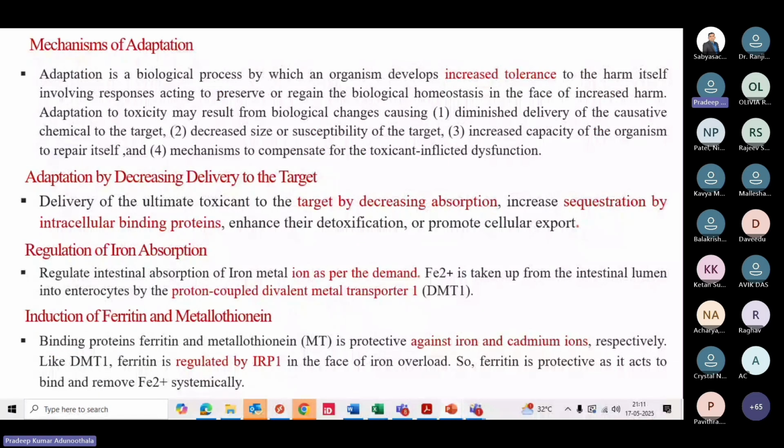So, mechanism of adaptation. Adaptation is a process where the organism develops increased tolerance to the harm itself.